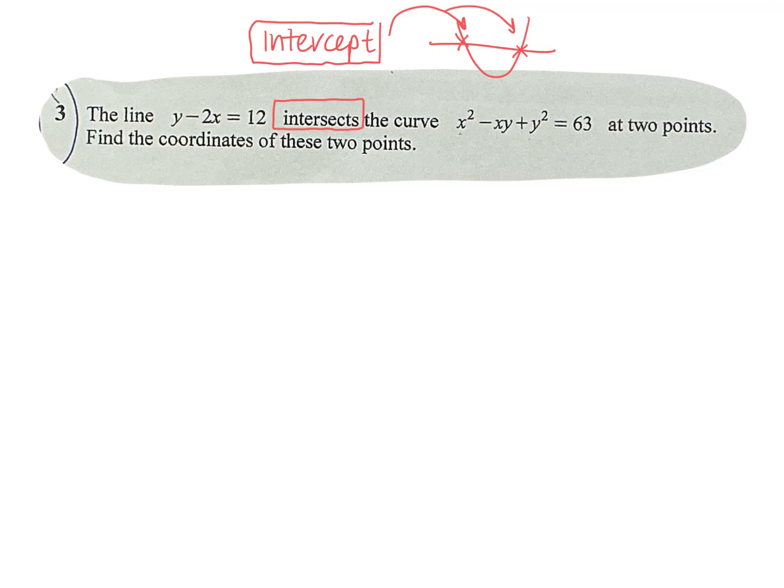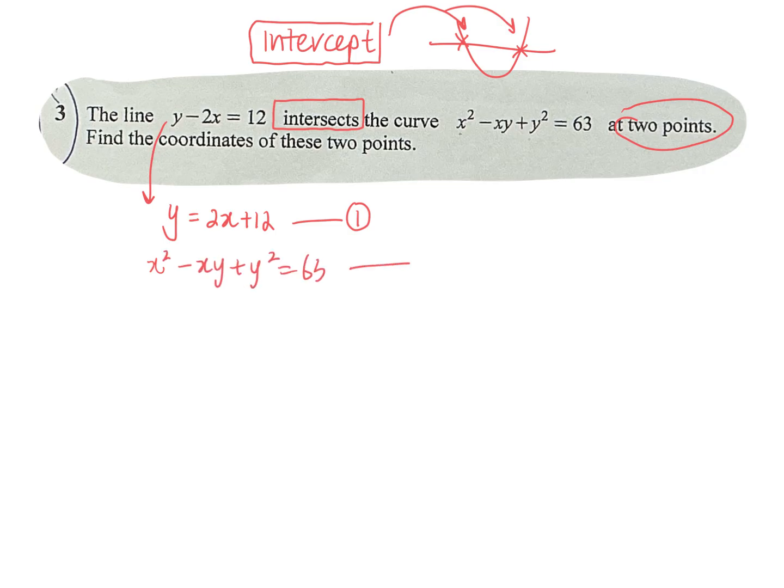Okay, it says it intersects at 2 different points. So find the coordinates of these 2 points. So same thing. First equation, rearrange it to be this. Second equation, use the same form as what they have written there. So x squared minus xy plus y squared equals 63. So sub the linear one into the non-linear. So when you see y, you change it to 2x plus 12.